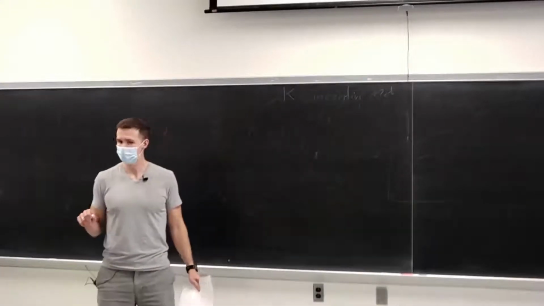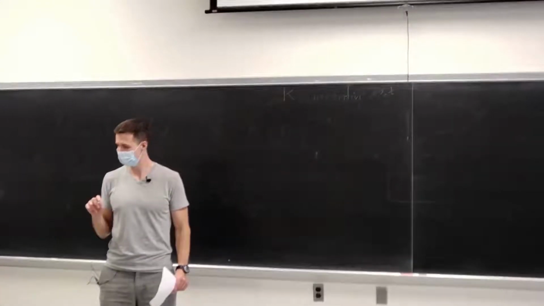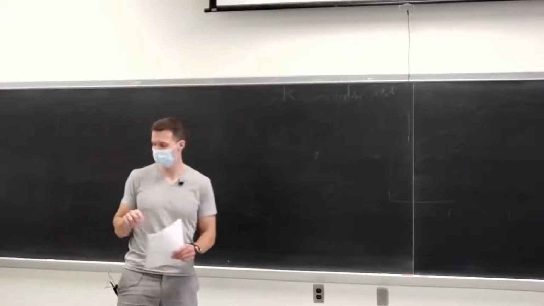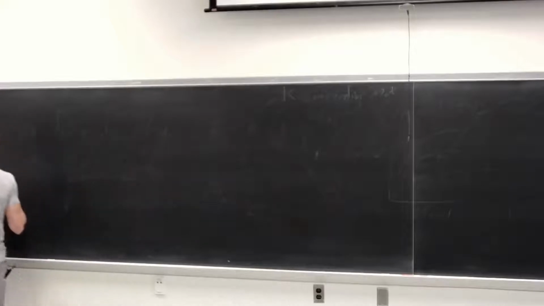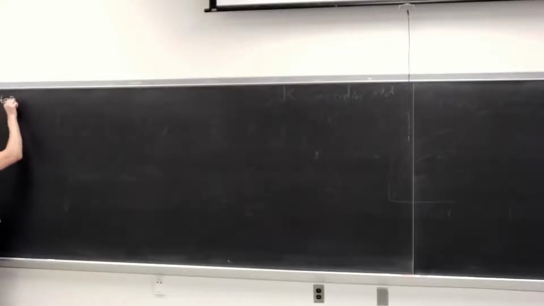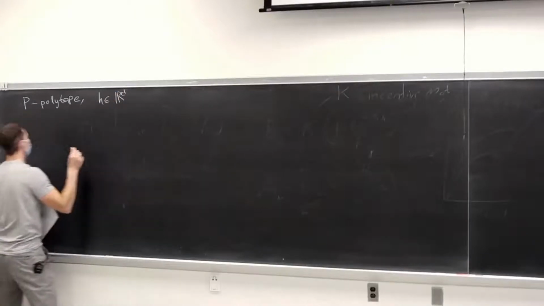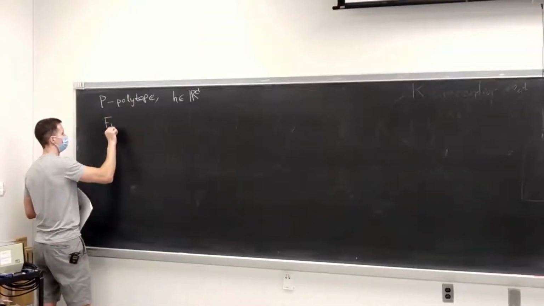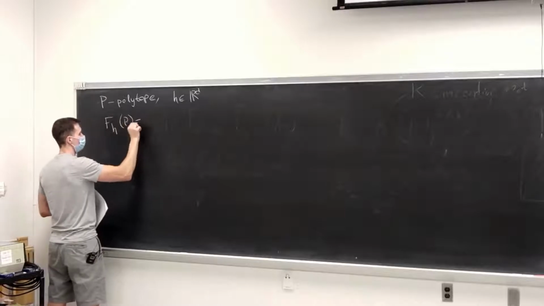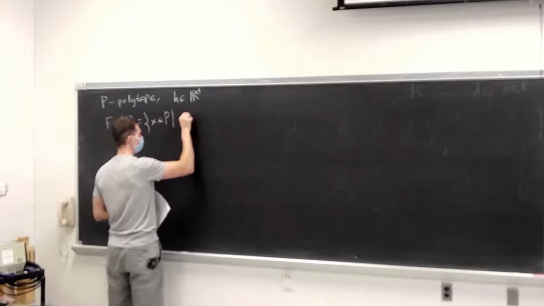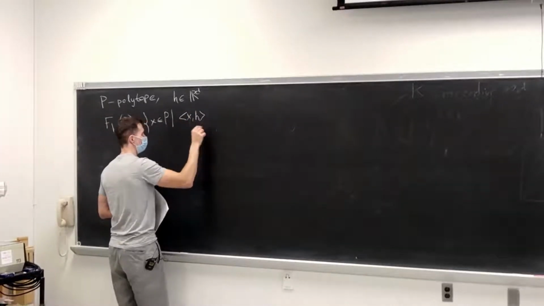All right. So last time, the most important thing I told you was the definition of a face. I told you a bunch of important things, but a face. So if P is a polytope and H is some vector in R^d, then it defines a face of my polytope as just the set of all points in the polytope which maximize the dot product with H.